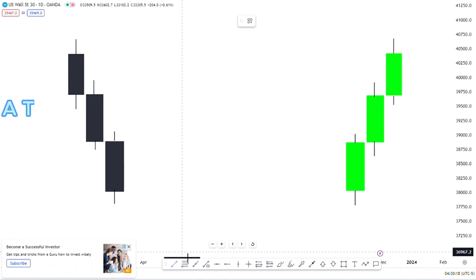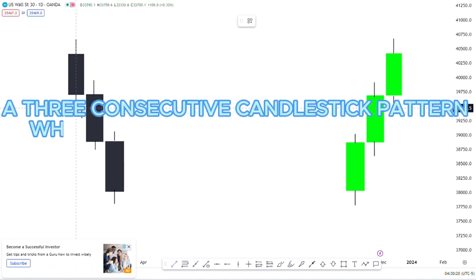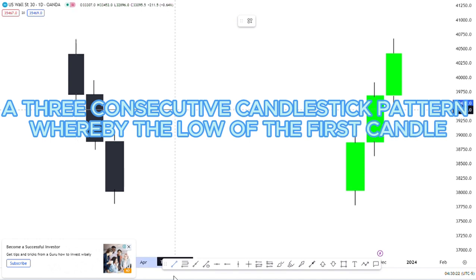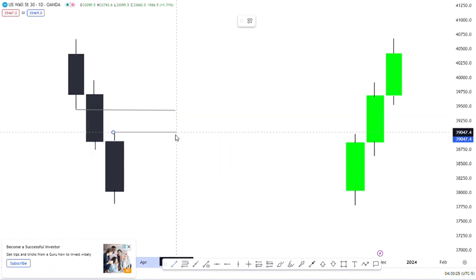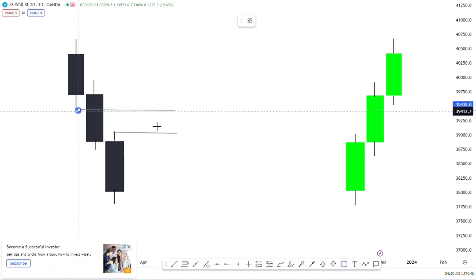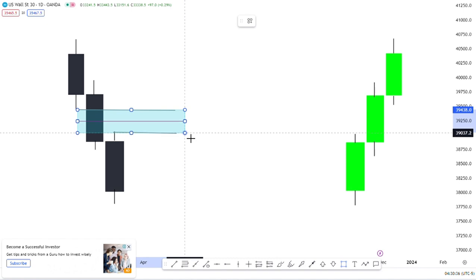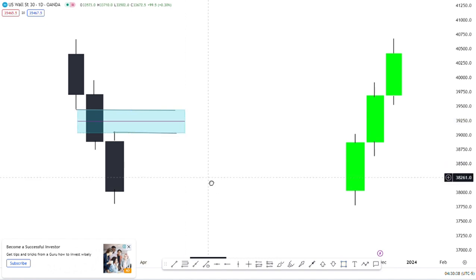A fair value gap is a consecutive candle pattern whereby the low of the first candle does not overlap with the high of the third candle. We're talking about a bearish fair value gap. The low of the first candle does not overlap with the high of the third candle, and the space in between is what's known as a fair value gap. That's a bearish fair value gap.